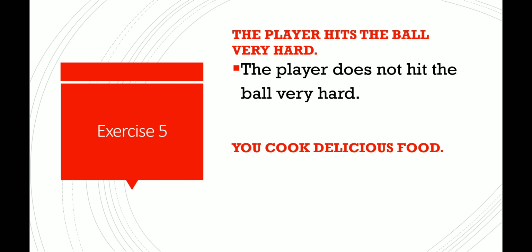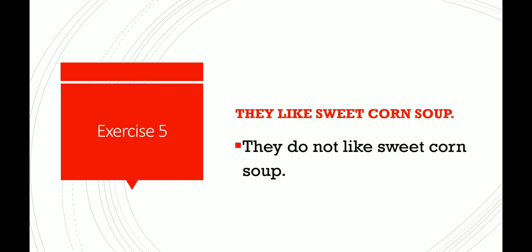You cook delicious food. Again you is the subject and we use do not. You do not cook delicious food. And here we don't have to change any form of the verb because cook is already the root form. Last is they like sweet corn soup. Here we have a plural pronoun as a subject, so it will take do not. They do not like sweet corn soup.